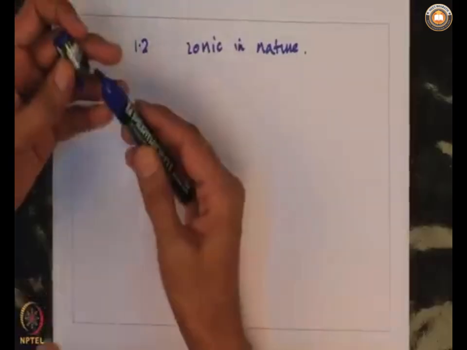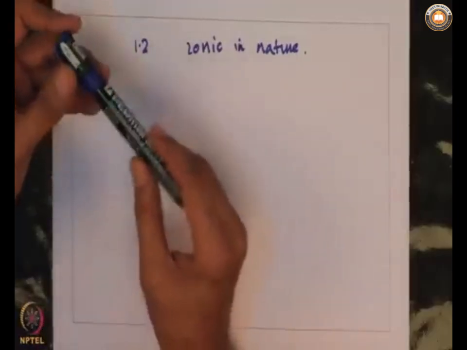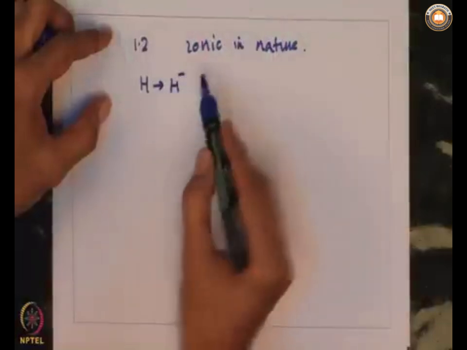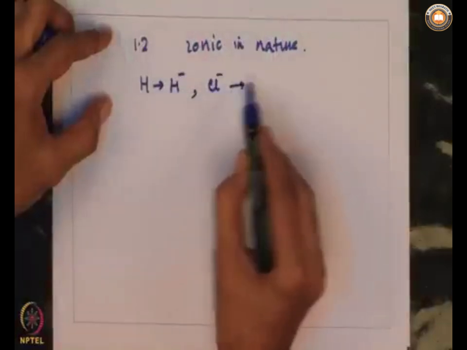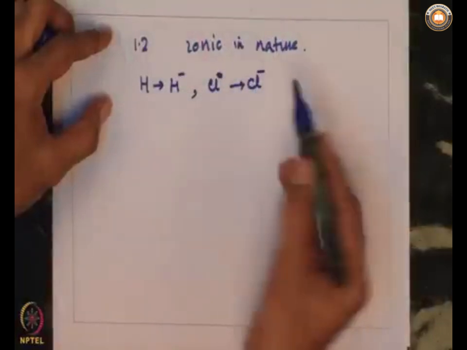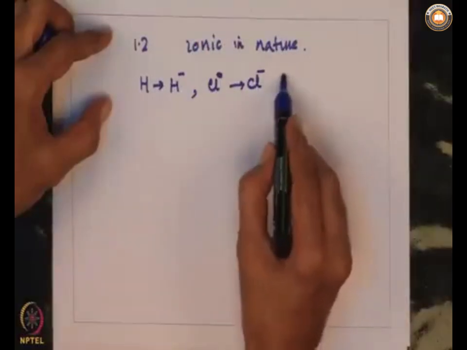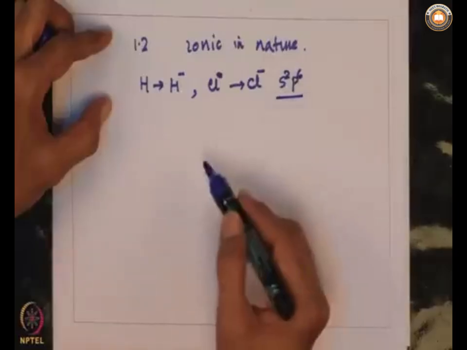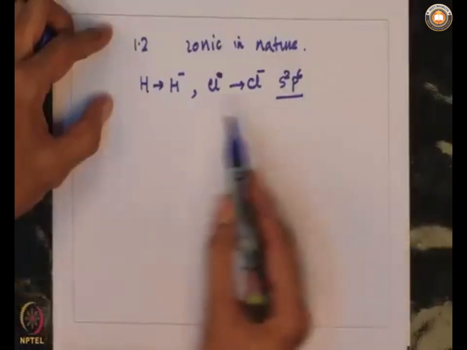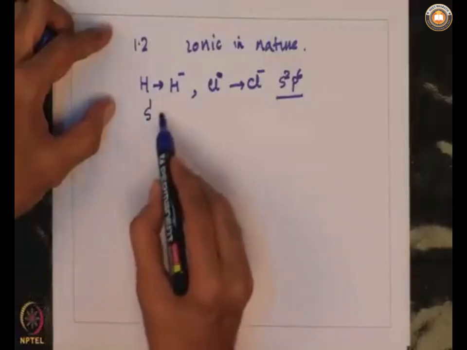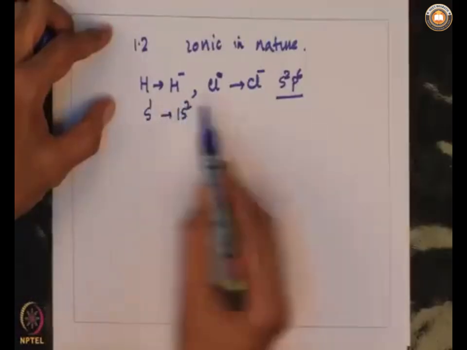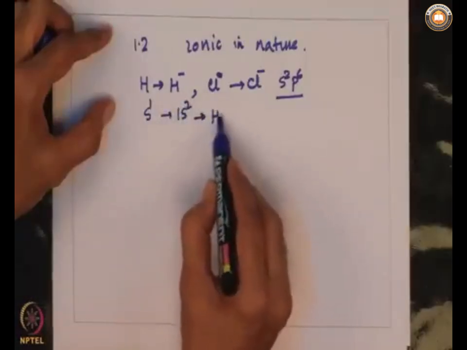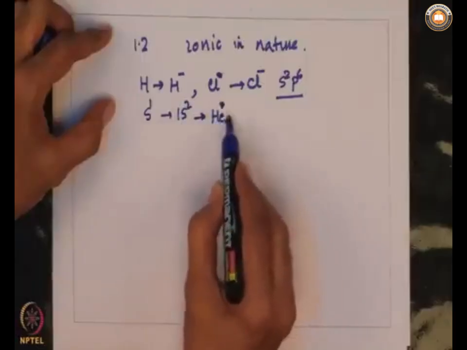Hydrogen behaves very similar to halogens as both are one electron short of attaining the noble gas configuration. Like H can become H minus, similarly, Cl can become Cl minus. When it becomes Cl minus, it has 3s2 3p6 electronic configuration, whereas here it is 1s1 and becomes 1s2. So now it is close to helium electronic configuration.